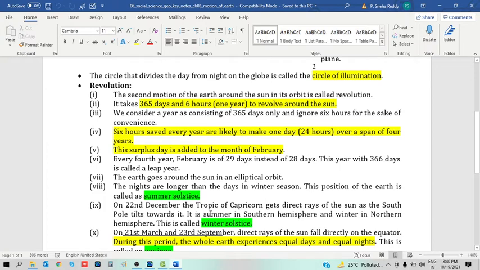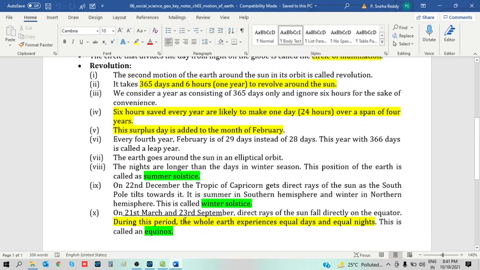On December 22nd, the Tropic of Capricorn gets direct rays of the sun as the south pole tilts towards it. It is summer in the southern hemisphere and winter in the northern hemisphere. This is called the winter solstice. On 21st March and 23rd September, direct rays of the sun fall directly on the equator. During this period, the whole earth experiences equal days and equal nights. These are the equinoxes. This is very important.